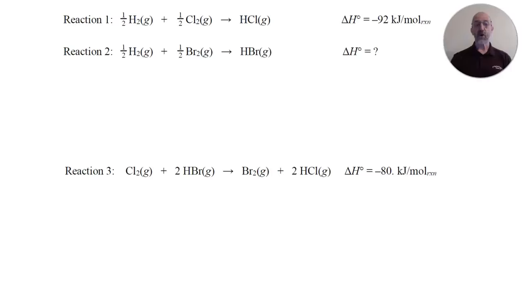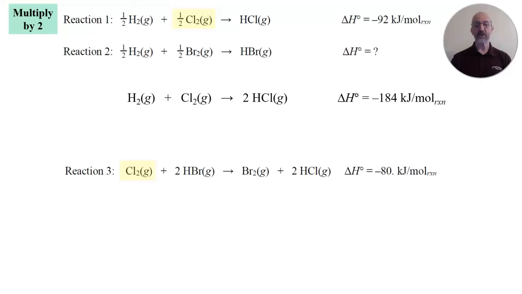Now, the first thing that I notice in reaction 3 is that I need there to be 1 mole of chlorine, or Cl2, on the left side of the equation. So where do I see chlorine above? Well, there's the chlorine in reaction 1, but I need to multiply each of the coefficients in reaction 1 by 2. And if I do that, then the value of delta H will also be multiplied by 2. So the modified version of that reaction would be coefficients of 1, 1, and 2 from left to right. And the value of delta H will be negative 92 times 2, which is negative 184 kilojoules per mole of reaction.